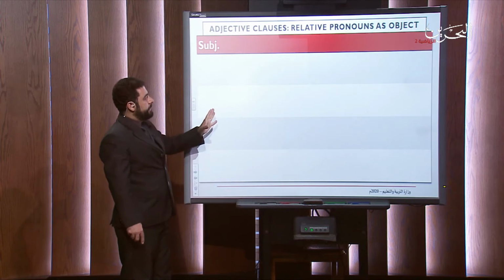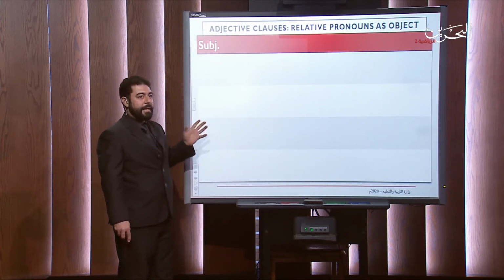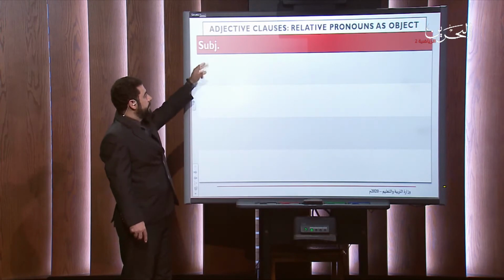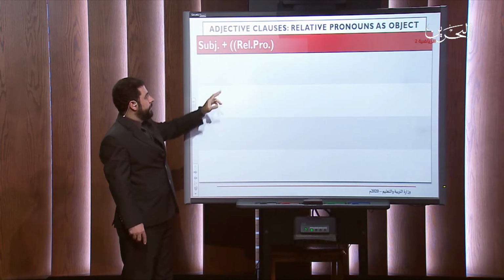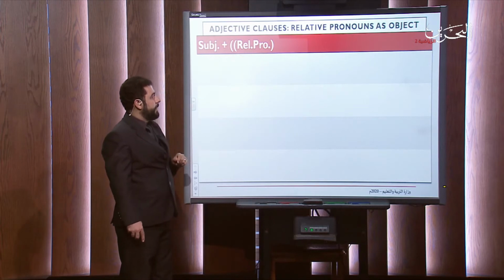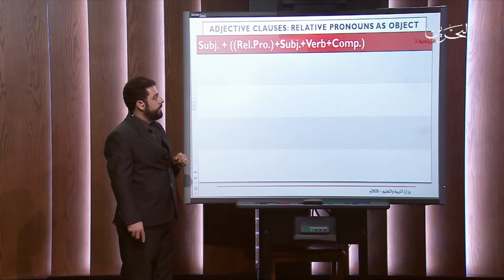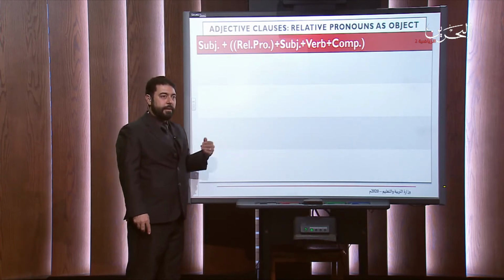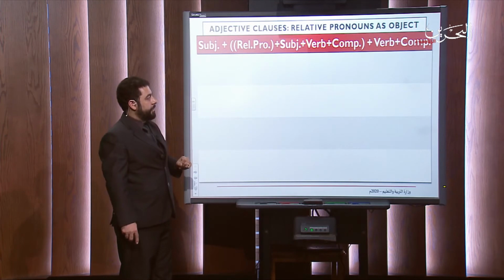So, this time I'm going to introduce adjective clauses with relative pronouns as object. So, this is a different set of sentence. We start with the subject plus, this is optional, a relative pronoun plus another subject, plus a verb, plus the complement, the completion of the sentence. And then I add a verb and a complement.